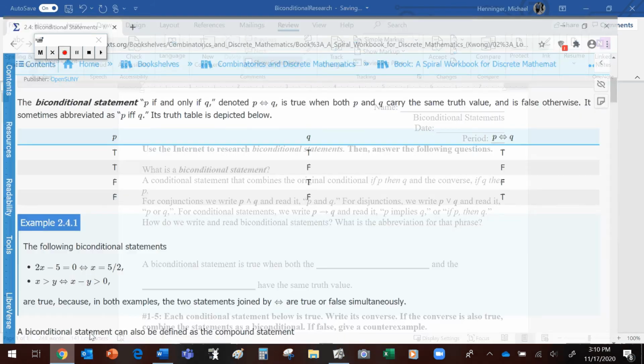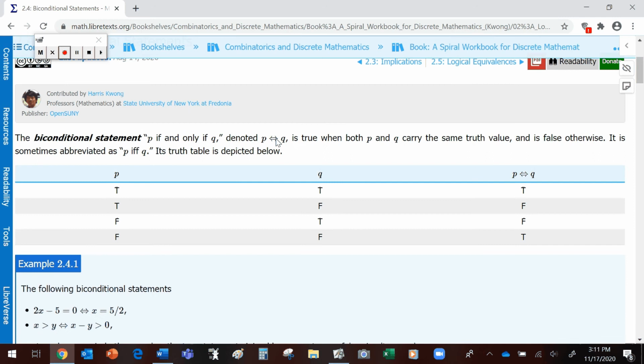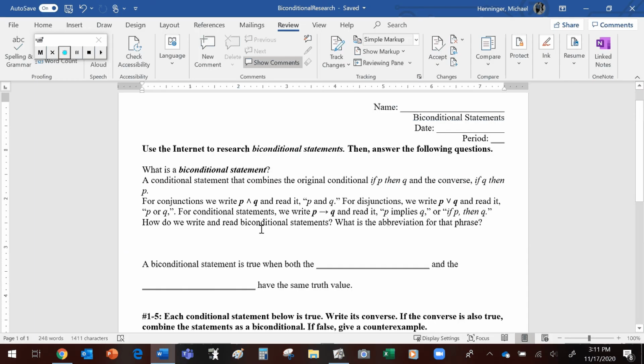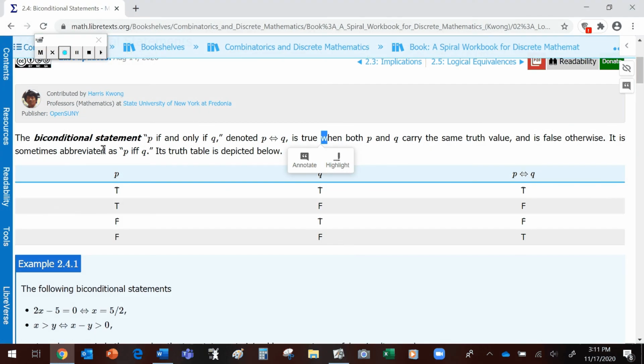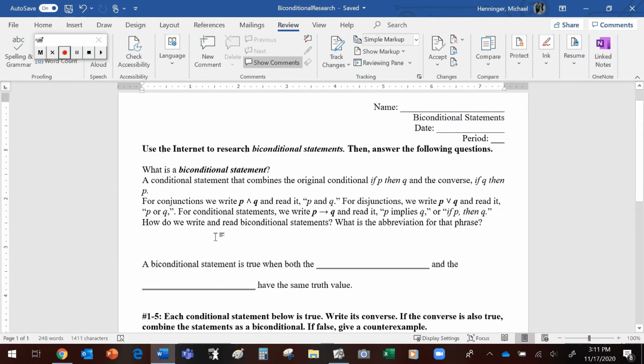Well, if we look right back at what we were just doing, here's the denotation. The arrow that points in both directions. And we read it, they said it also in here. It is abbreviated and it uses this phrase, P if and only if Q. So we'll go right here. The statement that we use is if and only if.